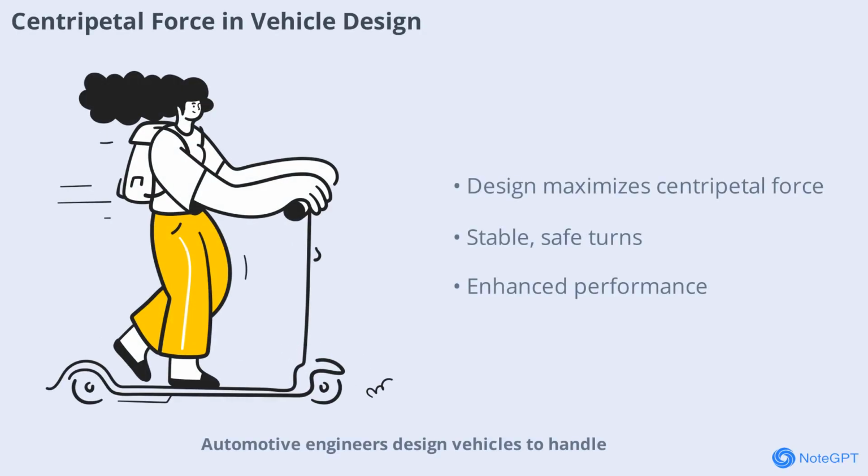Automotive engineers design vehicles to handle curves safely by maximizing centripetal force. Features like tire tread, suspension, and weight distribution all play a role in providing the necessary inward force for stable turns. This attention to detail enhances safety and performance.